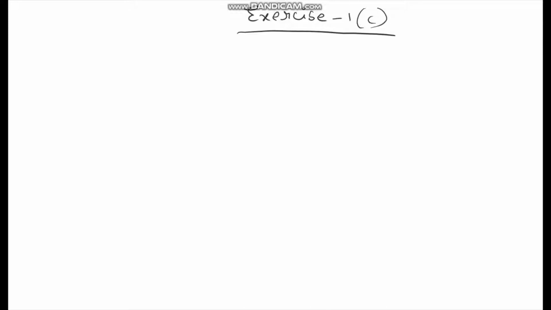Exercise 1C. This is the first bit, first question. We need to find the domains of the following real valued functions. f of x is given as 1 by (x square minus 1) into (x plus 3). Now we need to find the domain of this function.